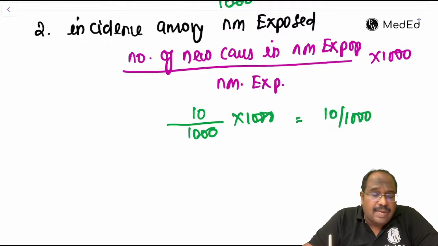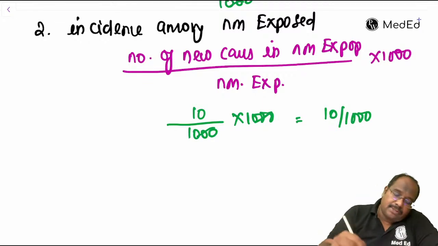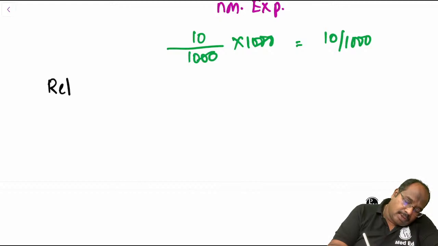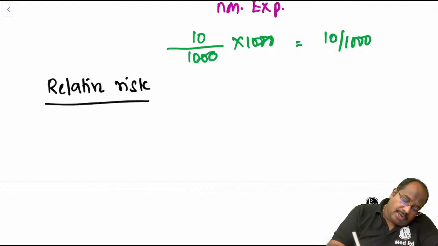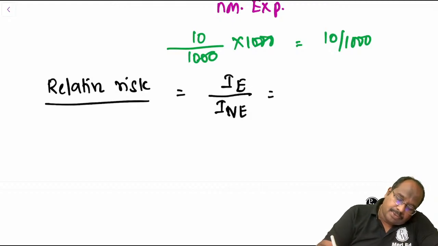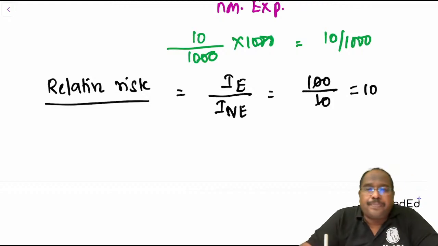Now the third one they are asking is, what is relative risk? Relative risk is incidence among exposed by incidence among non-exposed, short form I am writing, guys. 100 by 10, that is 10.